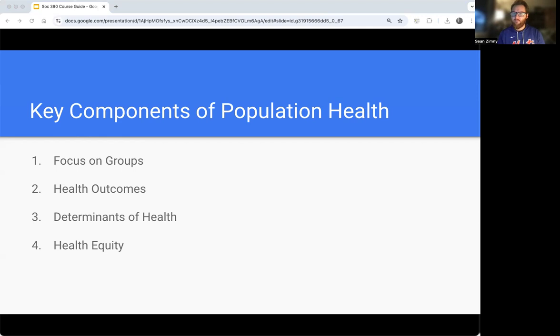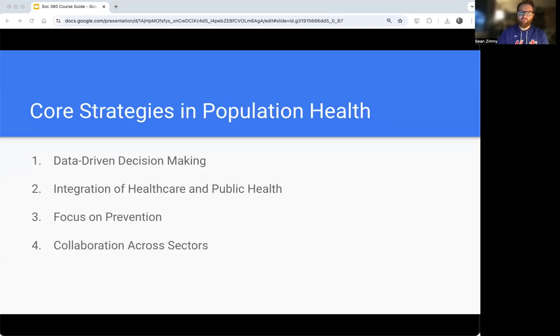Number three, the determinants of health. This is huge, okay? This is going to be really big for us in this course. This is looking at factors influencing health, including social determinants like income, education, housing; behavioral determinants like smoking and your diet; environmental factors like pollution and climate change; and finally access to healthcare services as well. We're going to hit on the social determinants of health most specifically in this course, and actually in the coming slides. Health equity as well, number four. This has an emphasis on reducing disparities in health outcomes within and between groups. So we're looking at, again, that disparities component, that equity component.